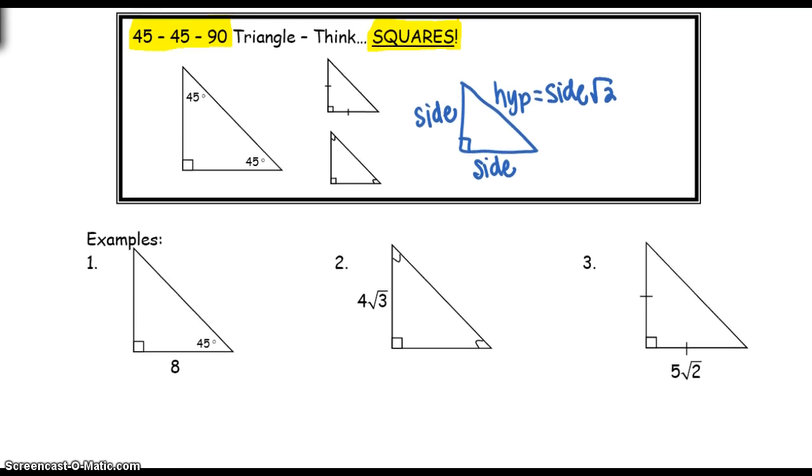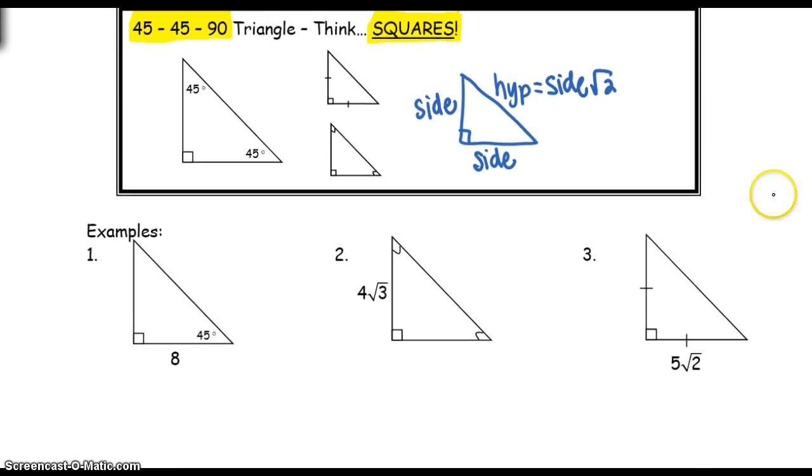Let's actually apply this pattern to number 1. So first thing, we know it's a 45, 45, 90 triangle. We always label the sides first. So this is side, and this is hypotenuse. Well, we know this side is 8, so this side must also be 8. And we know that the hypotenuse is the side times square root 2.